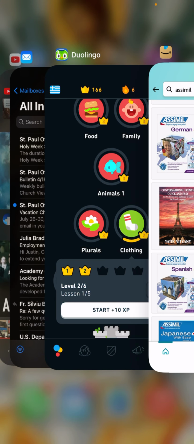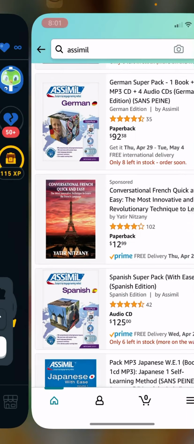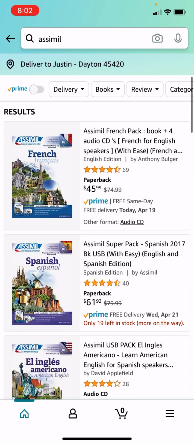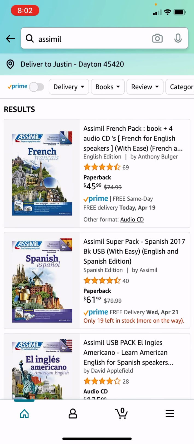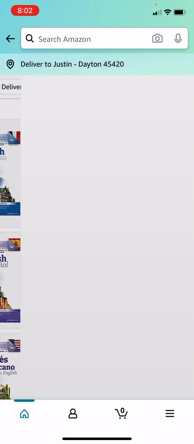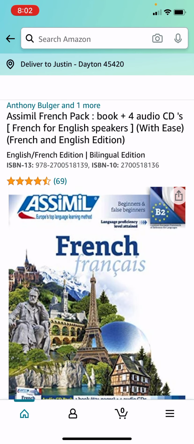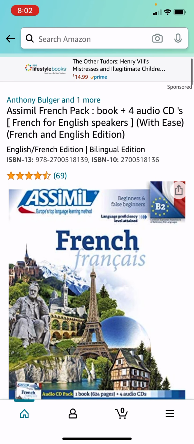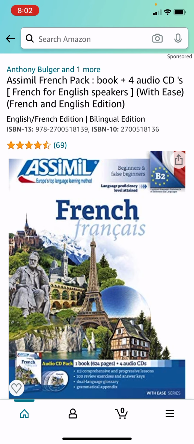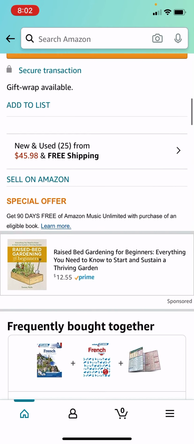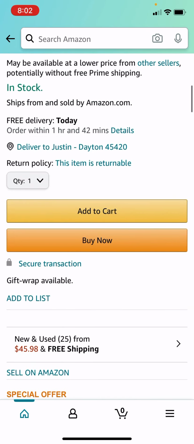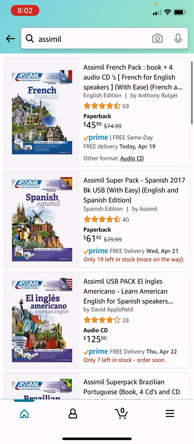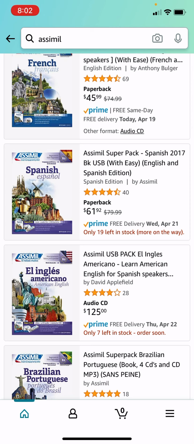So that's something to consider, something that is good. But when you look at these, I'm going to go to the French one. That's the paperback book. I think for $45, you get the audio CDs that accompany it and the book. So that's a pretty good deal, because some of the Anki materials can get significantly more expensive. You can see the Spanish one's a little bit more expensive than that, English and Spanish edition.